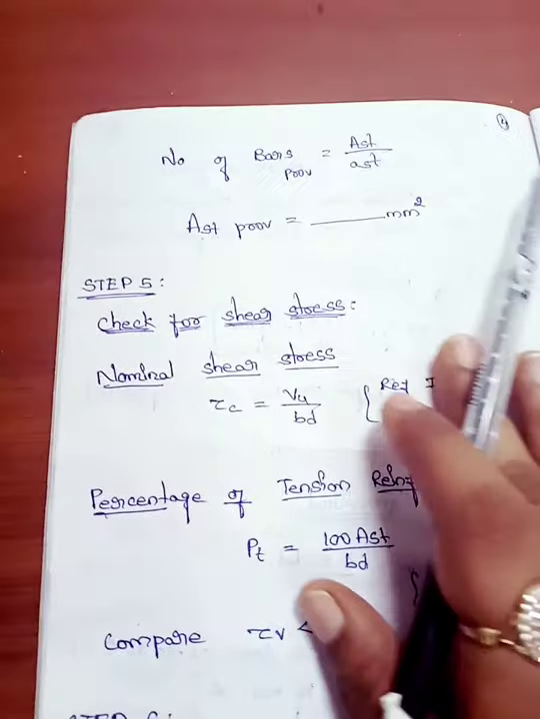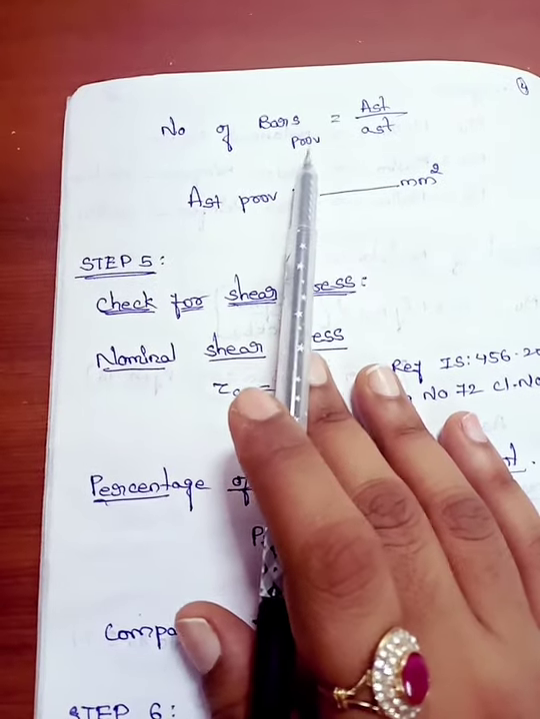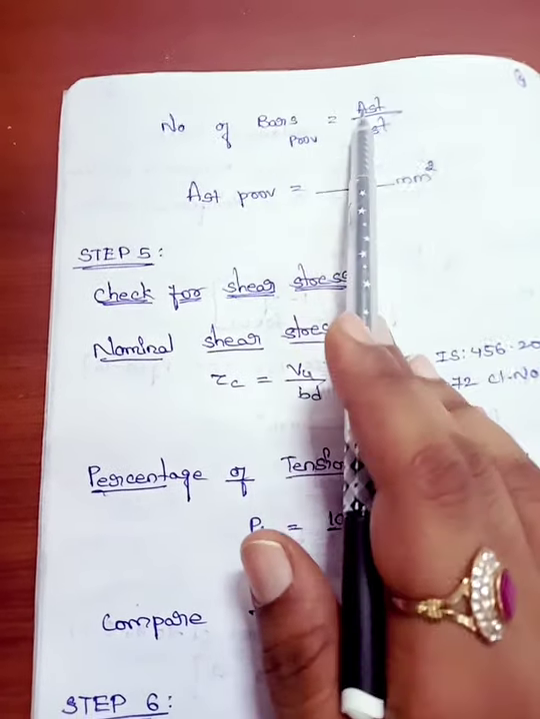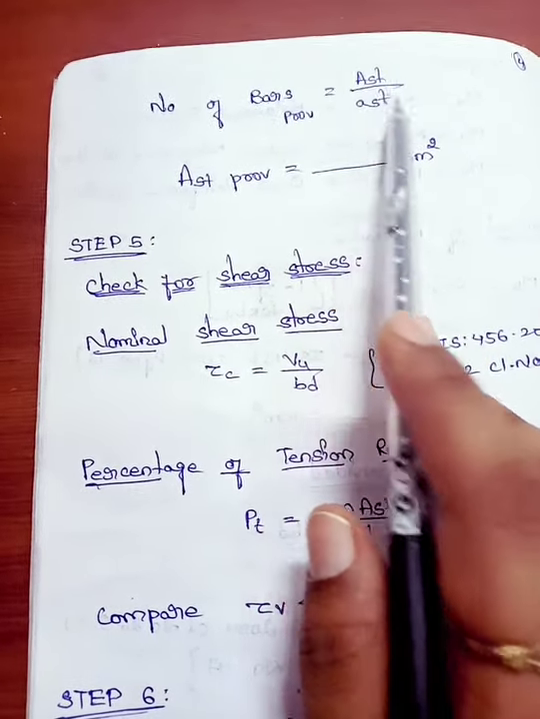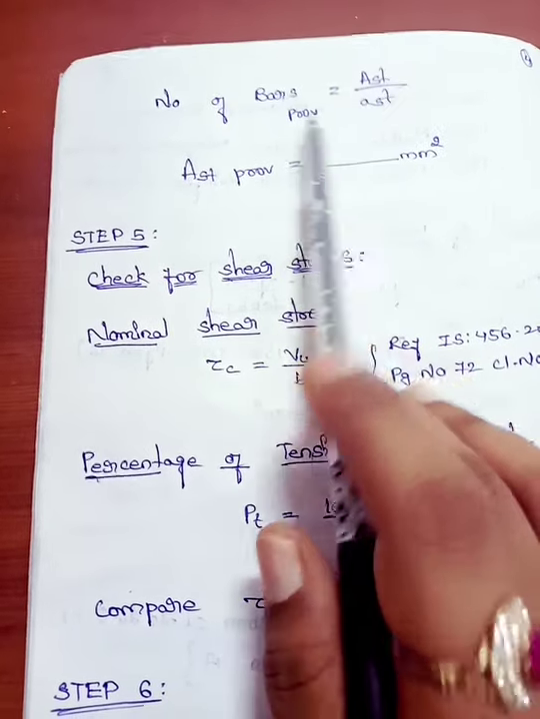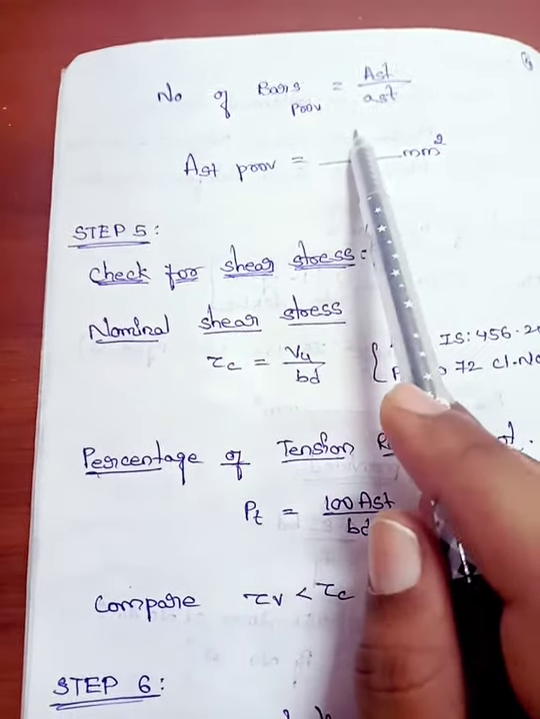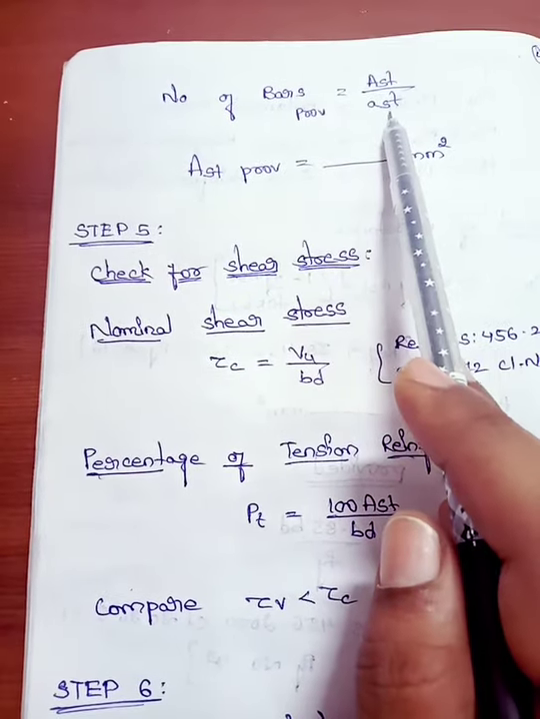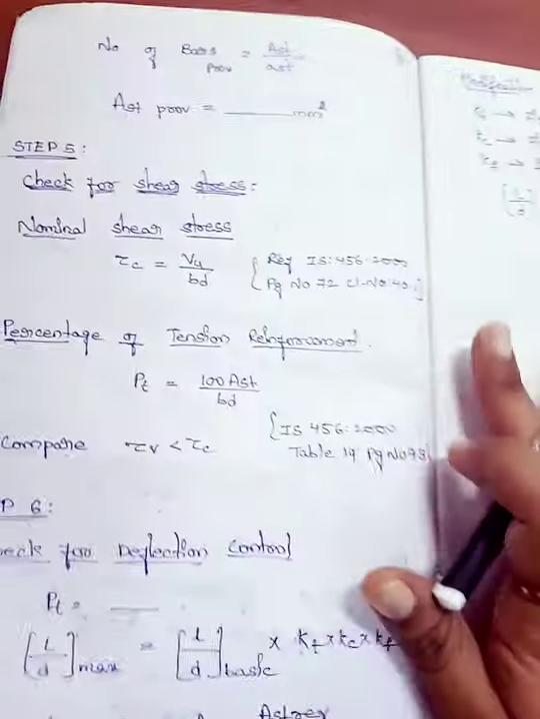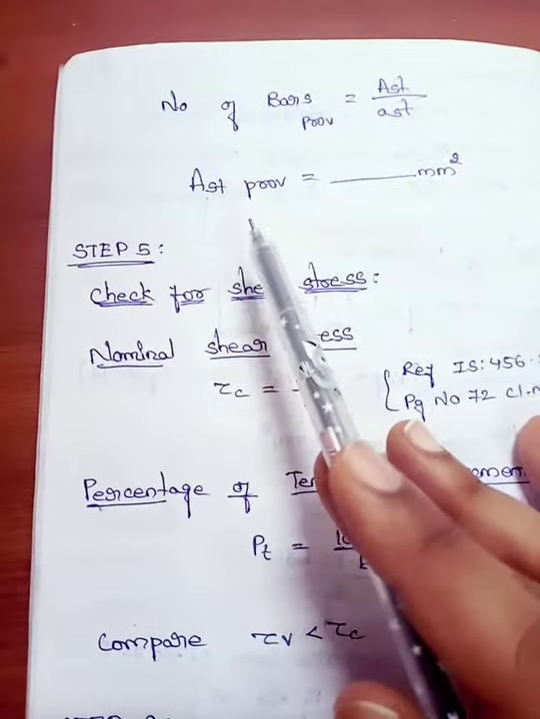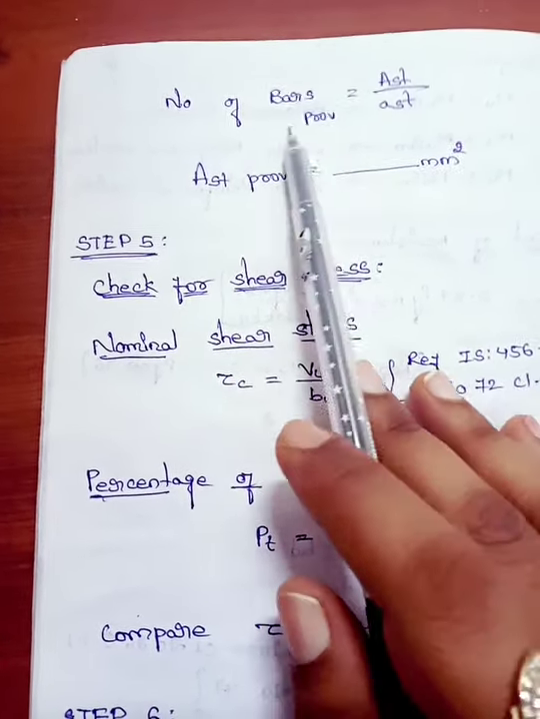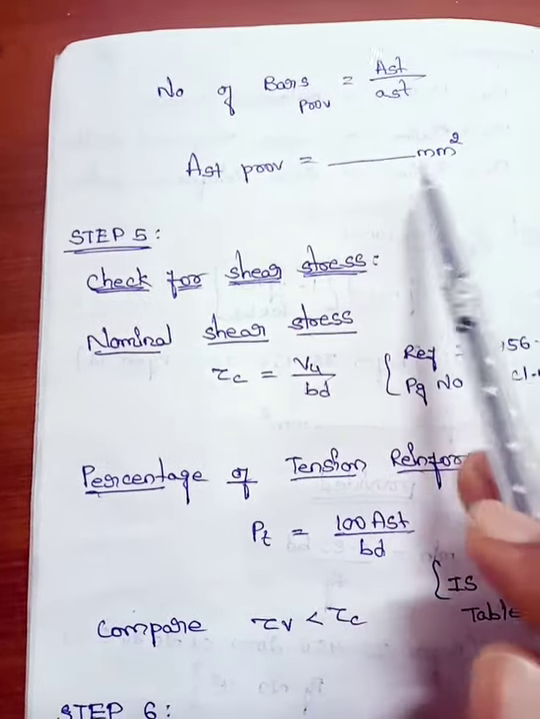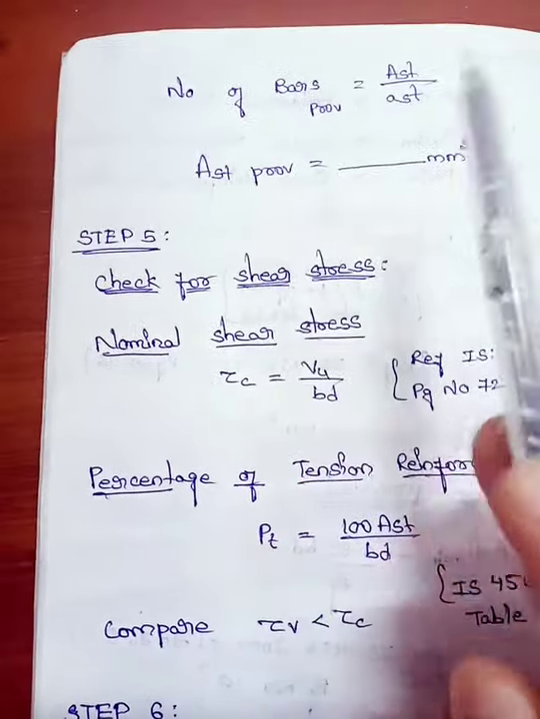After that you need to find the number of bars based on the Ast. Number of bars is equal to capital Ast by small ast. Capital Ast is the tension reinforcement we have calculated, and small ast is based on the assumed diameter of the bar, pi d square by 4. So assume the diameter based on the previous step. You can assume any one bar and substitute it and you'll get the number of bars. Number of bars into pi d square by 4 will give the Ast provided. That you need to calculate.